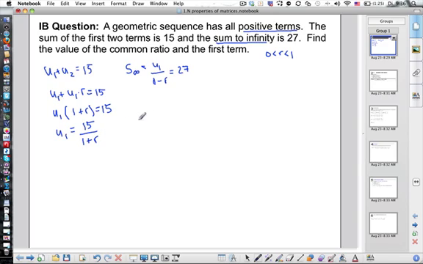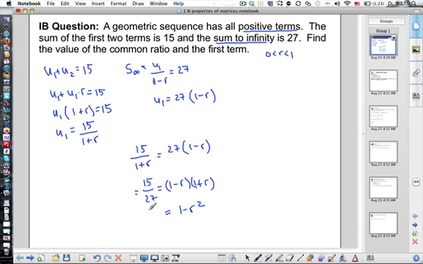It's just a pretty general technique that I always try to do, which is to solve for u1 on both of them. And u1 equals 27 times (1 minus r). Okay, so now we have u1 and u1. If we set these equal to each other, we get 15 over 1 plus r equals 27 times 1 minus r. Solve for r, we get 15 over 27, which equals (1 minus r)(1 plus r).